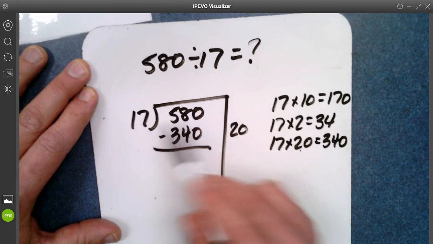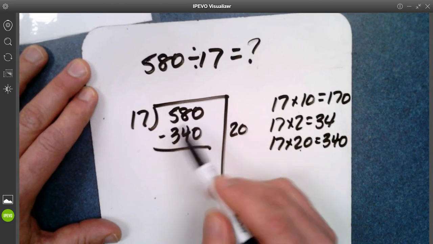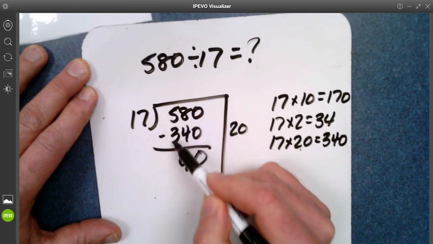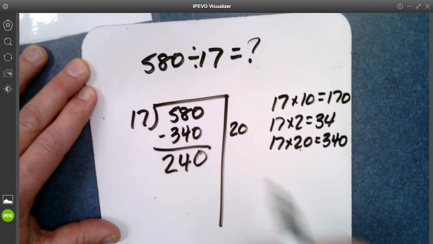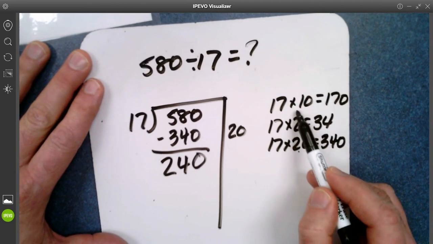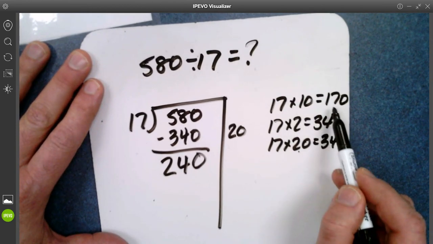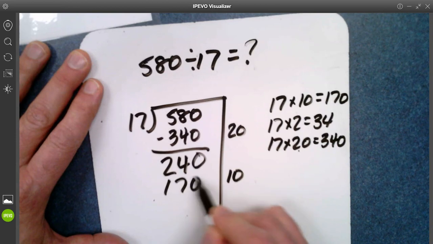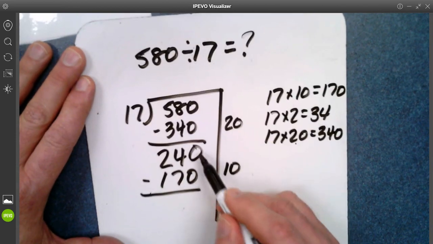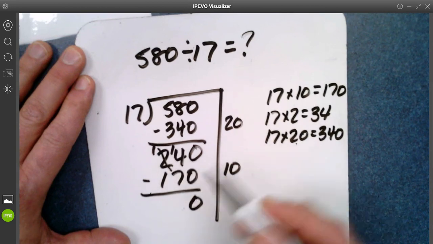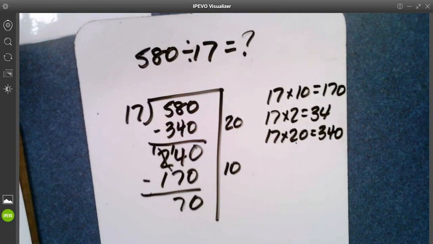So now I'm going to subtract. I did 17 times 20 is 340, because 17 times 2 is 34. 0 minus 0 is 0. 8 minus 4 is 4. 5 minus 3 is 2. Now I'm left with 240. I can't do another 17 times 20, but I can do 17 times 10, because that's 170. So I'm going to do 17 times 10, and I get 170. And now I'm going to subtract. 0 minus 0 is 0. I can't subtract 7 tens from 4 tens, so I'm going to unbundle. 14 minus 7 is 7. Now I'm left with 70.